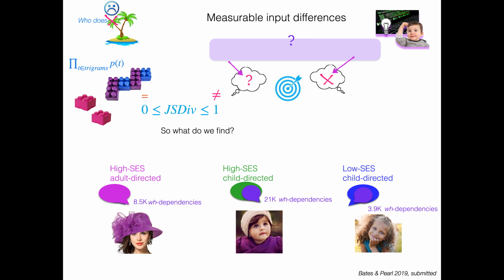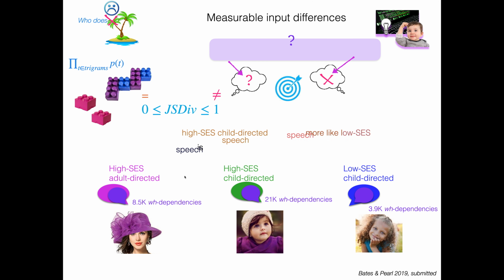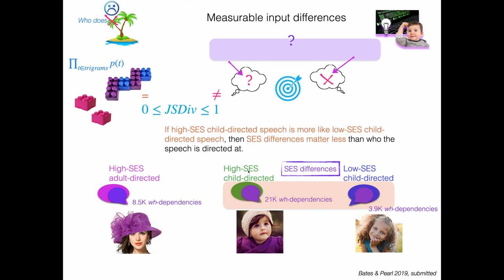Now, what are we doing? What are we finding? What are we looking for? In particular, here's the question. Is high SES child-directed speech more like low SES child-directed speech, or is it more like high SES adult-directed speech? Here's another way of thinking about it. If high SES child-directed speech is more like low SES child-directed speech, what does that mean? That means that SES differences matter less than who the speech is directed at, child or adult.